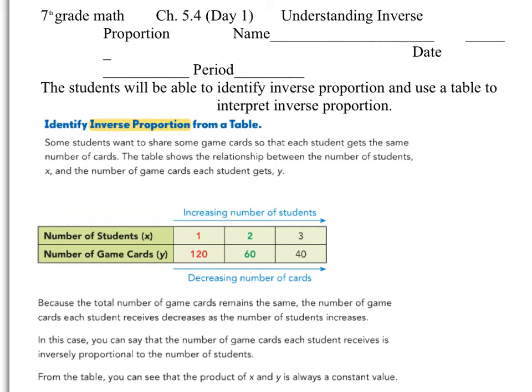Okay, today we are moving on to Chapter 5, Section 4, Day 1, Understanding Inverse Proportion. You'll be able to identify inverse proportion and use a table to interpret inverse proportion. So, identify inverse proportion from a table.